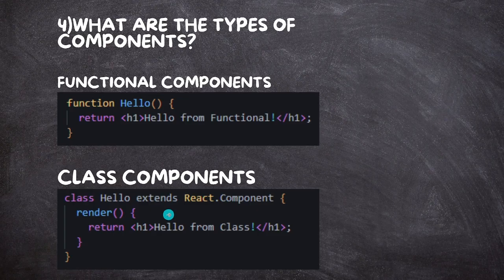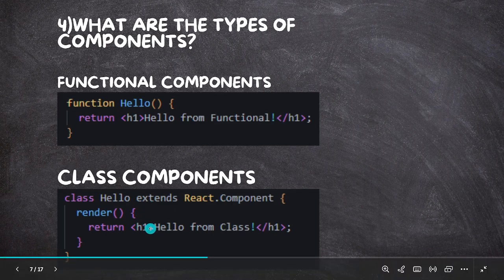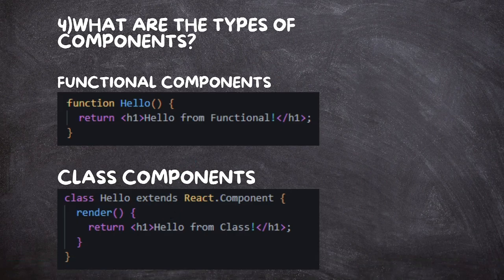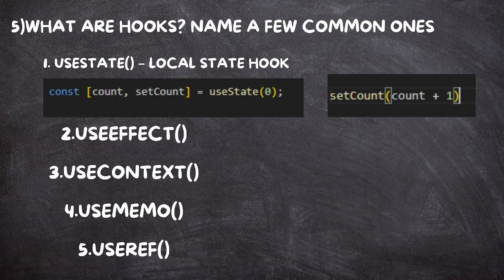For example, this piece of code where you use the class keyword to define the class component, which also returns a JSX. Today, functional components are the standard because they are cleaner, faster, and work with hooks, which is our next topic.